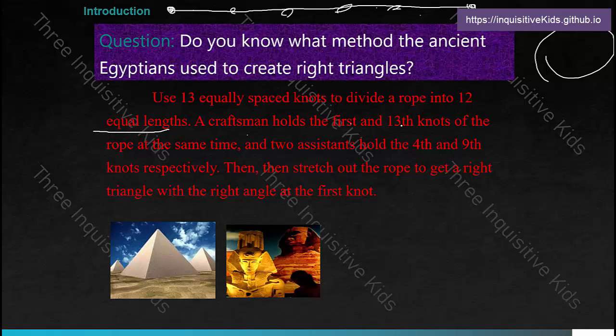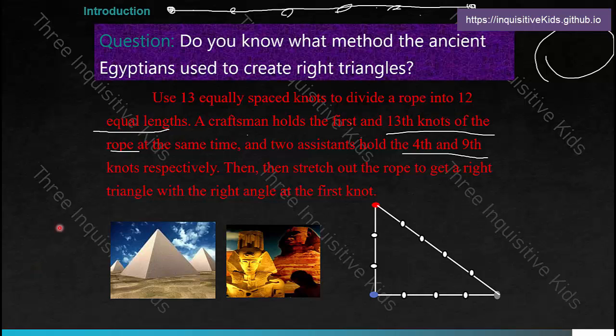So a craftsman holds the first knot and the 13th knot and stretches them out at the same time, and two other assistants hold the fourth and ninth knots respectively. One pulls back the fourth knot, another pulls back the ninth knot. Then if they stretch it out until it's straight, they will get a right triangle with the right angle at the first knot. It would look like this, just like that. This is what the loop will transform into.